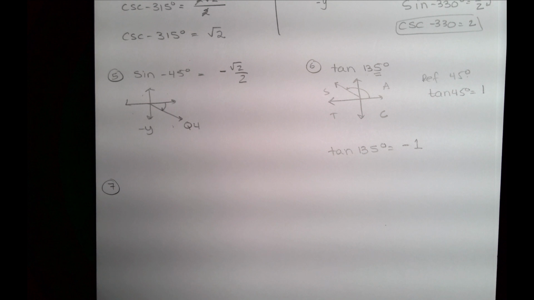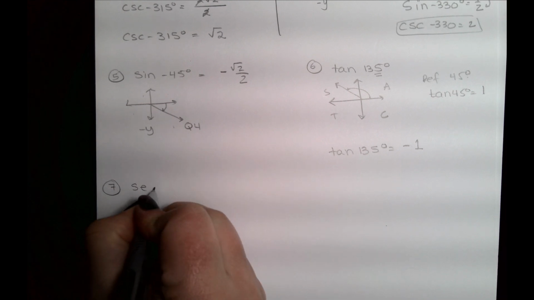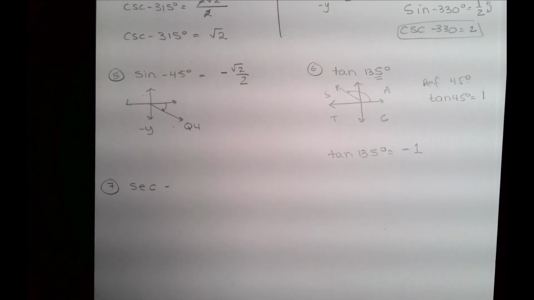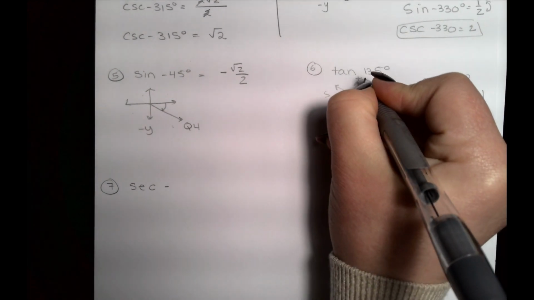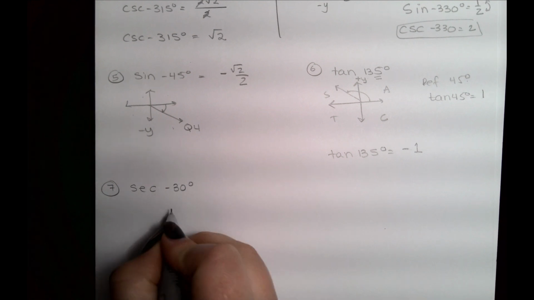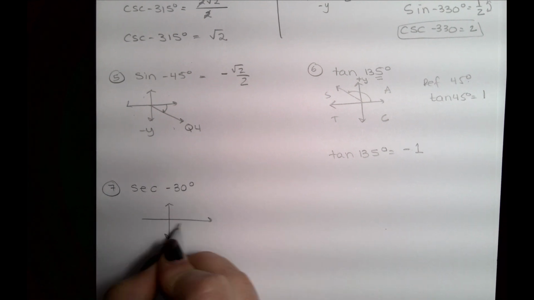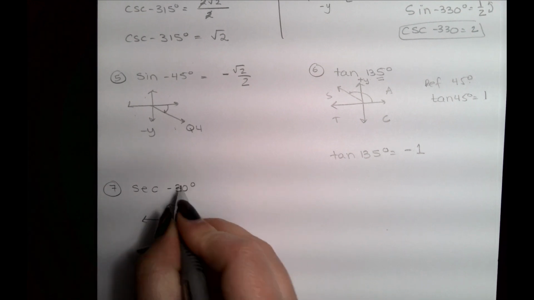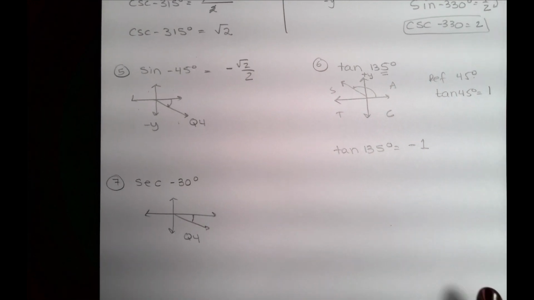Question number 7 is asking for secant. All of these end up being negative. Not all of them, some of them. I thought I messed up, but I didn't. This is positive, so I went up to a positive y. That was good. 7 is secant of negative 30 degrees. Okay, negative 30 is here. We have a reference angle. This is quadrant 4. So again, the reference angle of negative 30 is 30 degrees.